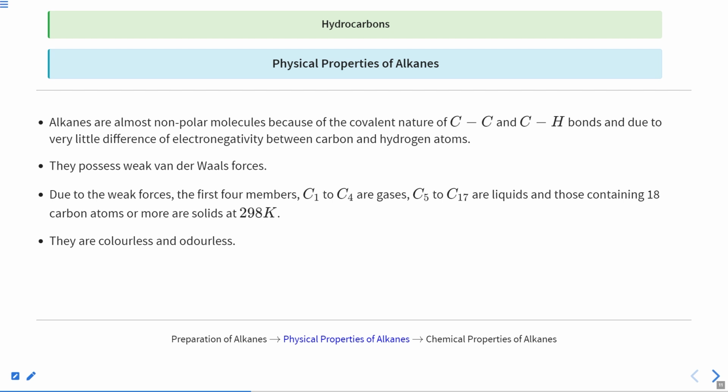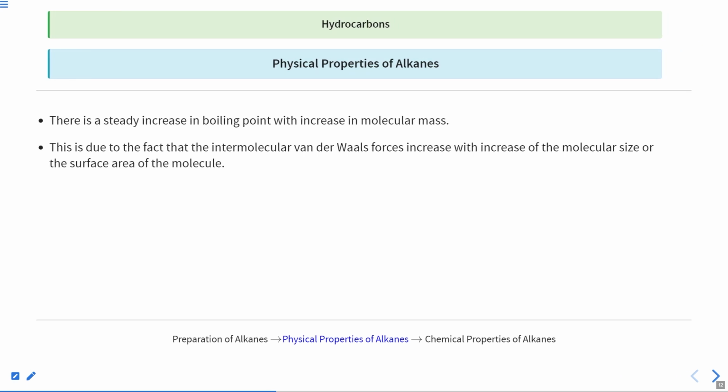The van der Waals force increases, and hence from C5 to C17 we see liquids, and those containing carbon greater than 18, so if you have an alkane that contains 18 carbon atoms, they will be solid at room temperature. Now, talking about their physical appearance, they are colorless and odorless in nature. There is also a steady increase in boiling point with increase in molecular mass.